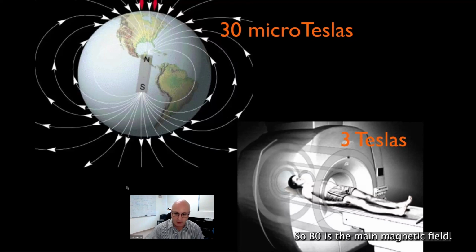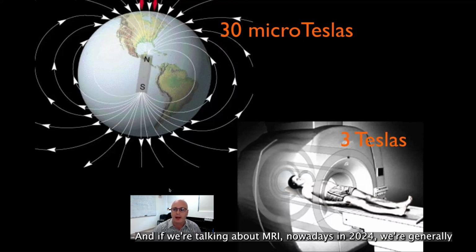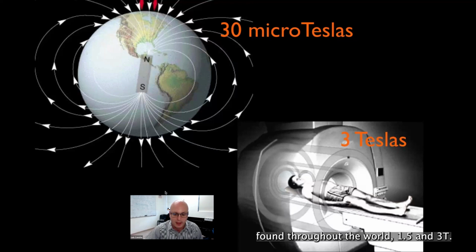So B0 is the main magnetic field, and if we're talking about MRI nowadays in 2024, we're generally talking about human scanners with a 1.5 or 3 Tesla field strength. There are higher, but these are two of the most commonly found throughout the world, 1.5 and 3 Tesla.